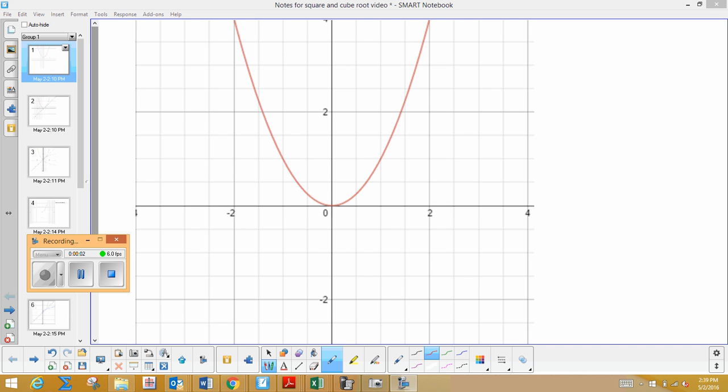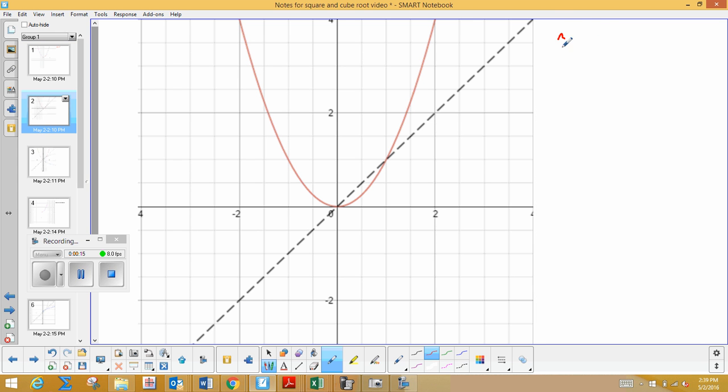Okay, so I'm going to be a little quick here because you can watch this over and over. So here's our graph of y equals x squared, and we want to find its inverse. So you know what to do. We take y equals x squared, and we reflect it along this line y equals x.